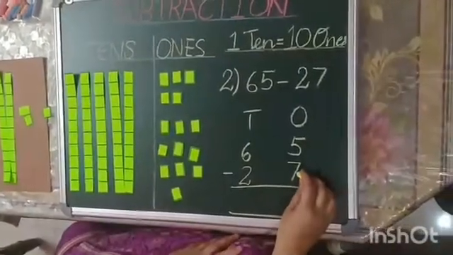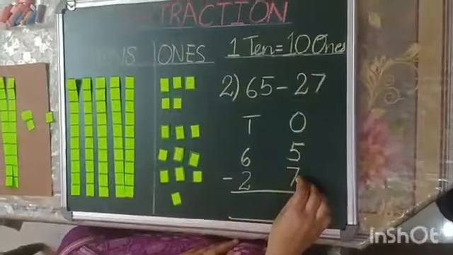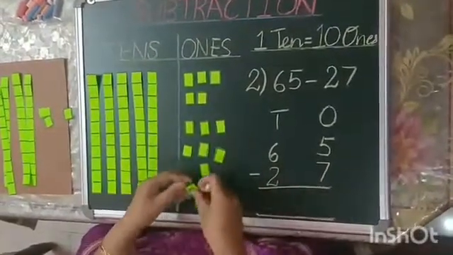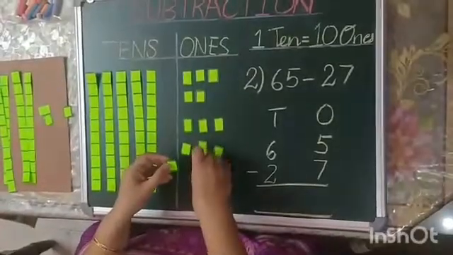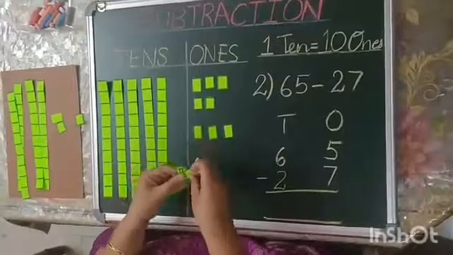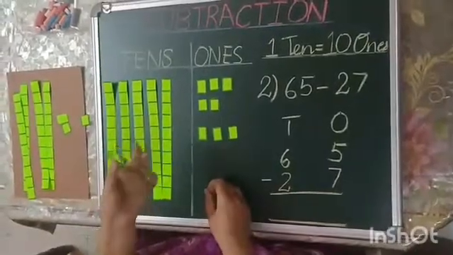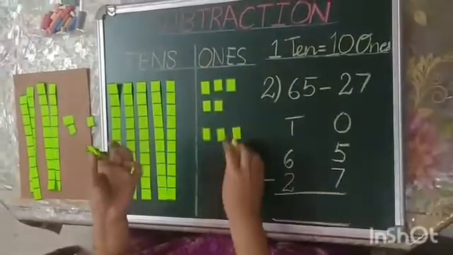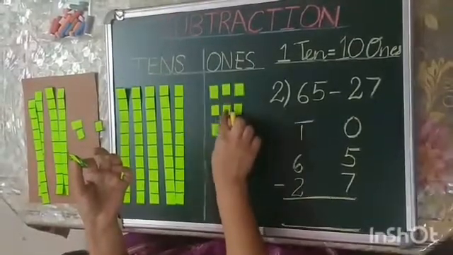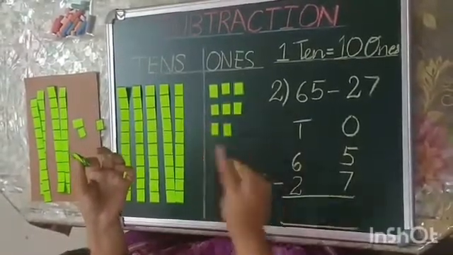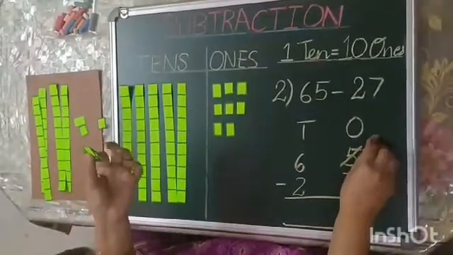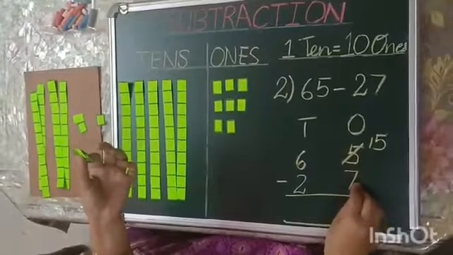Now what I have to subtract? I have to subtract 7. So I will take away 7. 1, 2, 3, 4, 5, 6 and 7. I am removing 7 ones. On removing 7 ones, how many ones are left? 1, 2, 3, 4, 5, 6, 7 and 8. So this 5 will become 15 and from 15 I am subtracting 7.